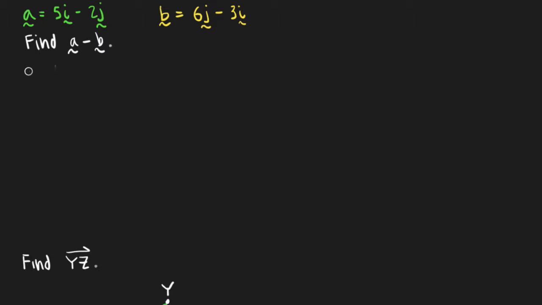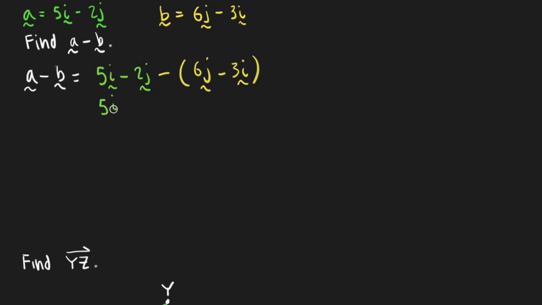So all we have to do, you can do this in one step, but I'm going to lay it out showing all the steps just so that you know what I'm thinking. So a minus b, if we subbed in a and b, that would be 5i minus 2j, minus 6j minus 3i, right? If we expand the brackets, this is what we would get.